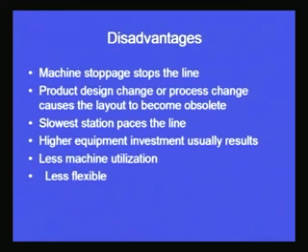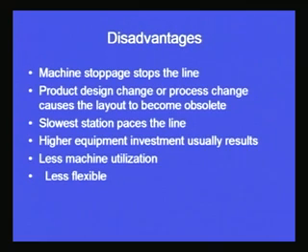Then product design change or process change causes the layout to become obsolete. A particular processing sequence has been designed for a particular product. Now suppose the product changes, so a change in the product or a change in a particular process in the line would result in making the complete line obsolete. So a complete overhauling or redesigning of the layout would then be required, which is one of the biggest limitations of this type of layout.